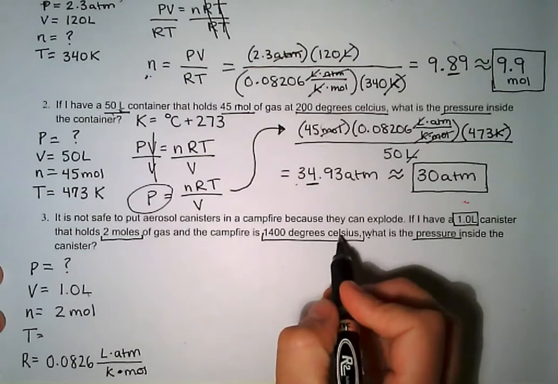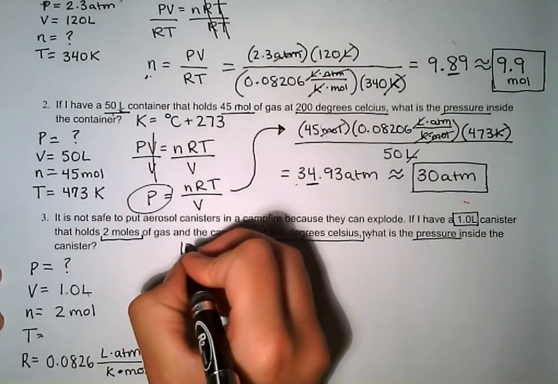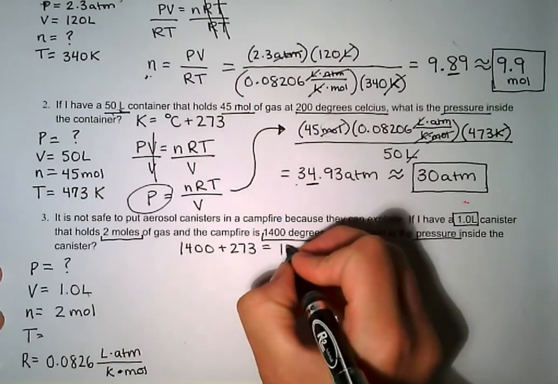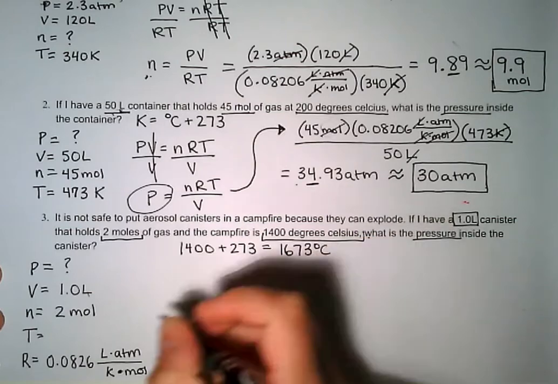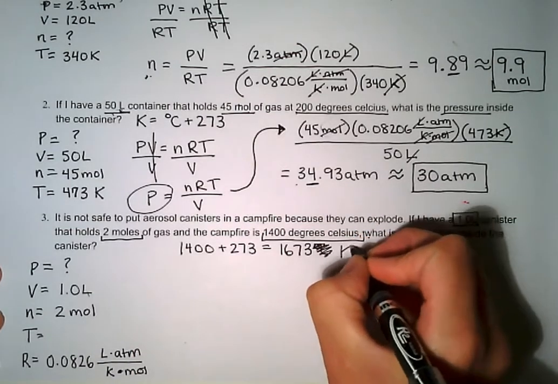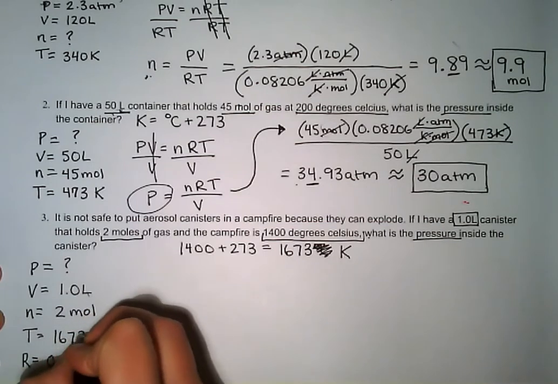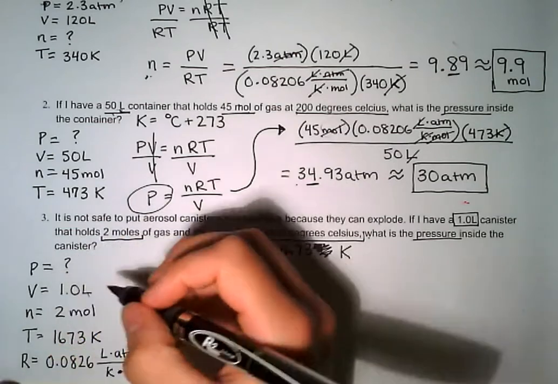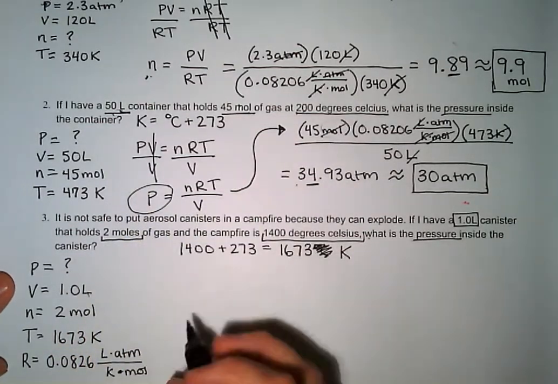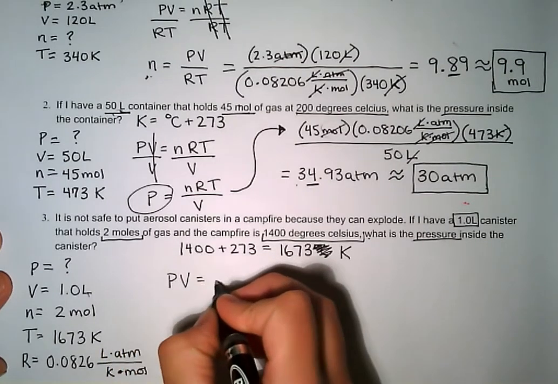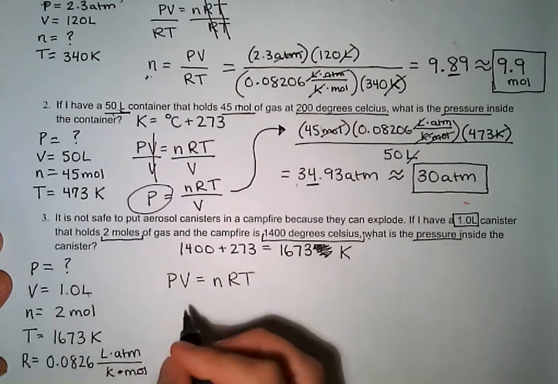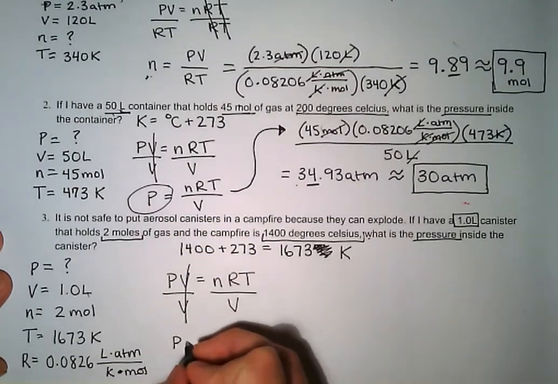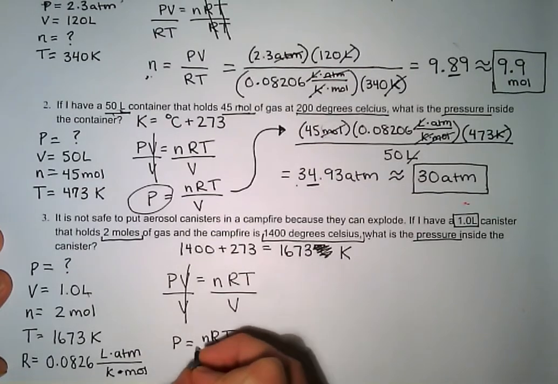So degrees Celsius, we need to convert to Kelvin. So we're going to do 1400 plus 273, which will give us 1673. Sorry, not degrees Celsius anymore, 1673 Kelvin. Okay, so now that we have all of our variables, all we need to do is solve for P. So if we have PV equals nRT, and we want to solve for P, we just need to divide by V on both sides. So P equals nRT over V.